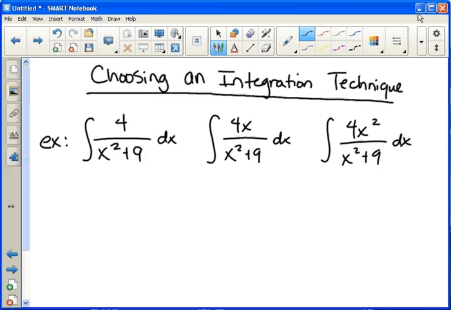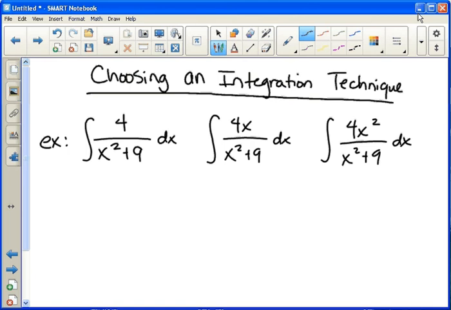Alright, so that being said, let's look at these three, because they're really quite similar. If you look, their denominators are all the same, x squared plus 9, and they all have a 4 on top. But simply by changing what power of x I have on top, it drastically changes what method I use for each one.